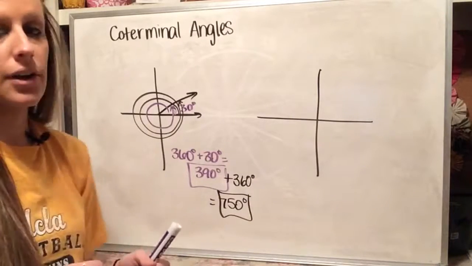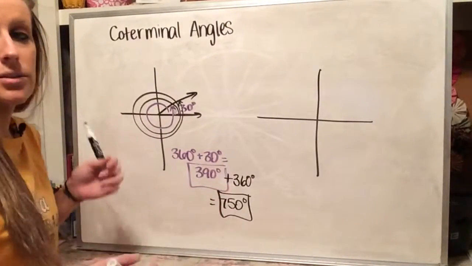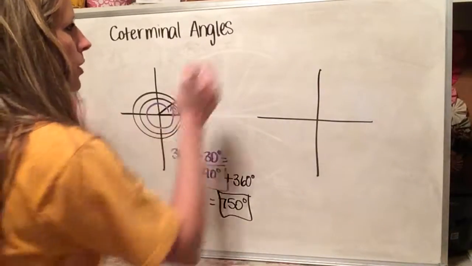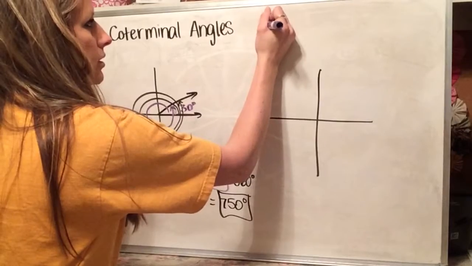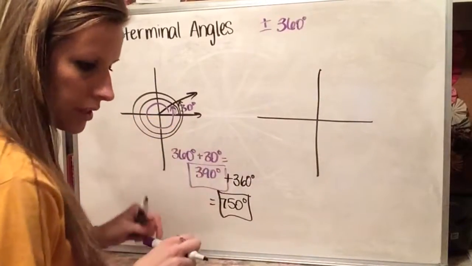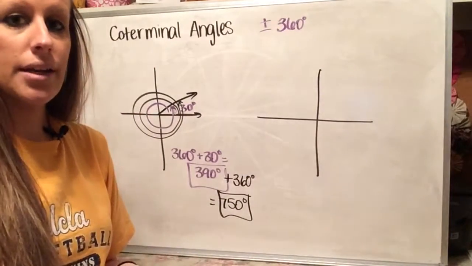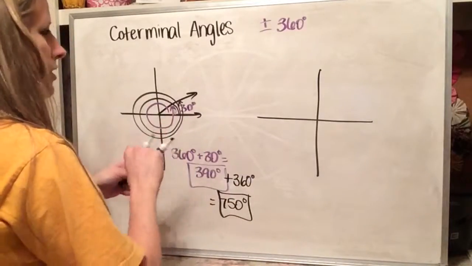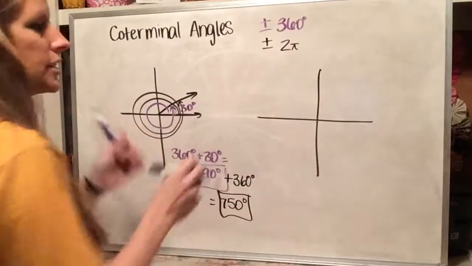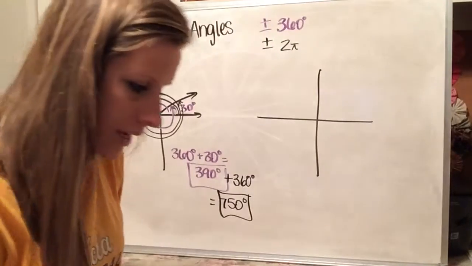And the way to figure out what your coterminal angles are is if you add or subtract 360 degrees. Okay, so I would write that on your notes somewhere. You add or subtract 360 degrees. Now, if we're talking about radians, it would be adding or subtracting 2 pi. Okay, 360 degrees is the same thing as 2 pi. So let's look at the next one.